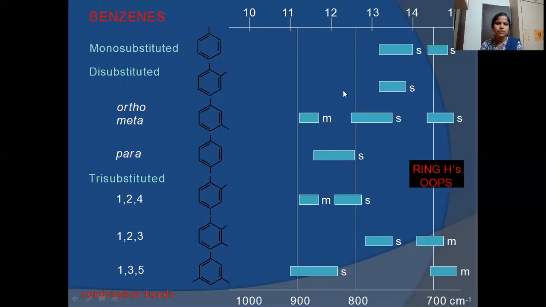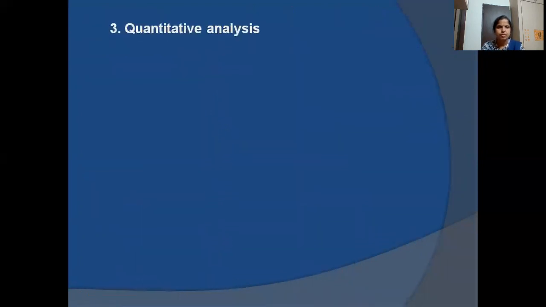So in this way, you have to just learn this. If you solve the various spectra 3 to 4 times, you can easily memorize all this. So for monosubstituted, 2 bands. Then for ortho disubstituted, you should find only 1 band. Meta, you will find 3 bands. Para, 1 band. So that is how we have to interpret the IR spectrum.